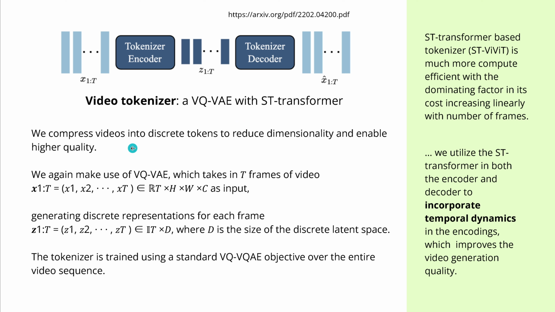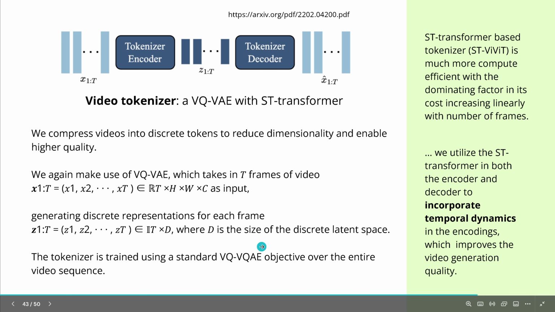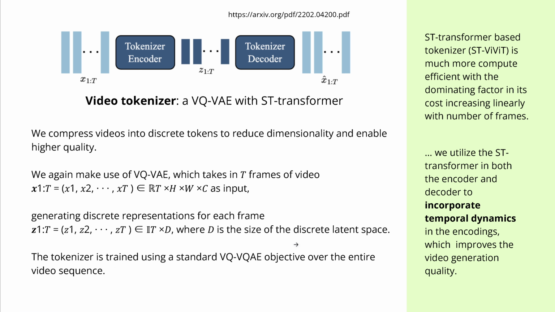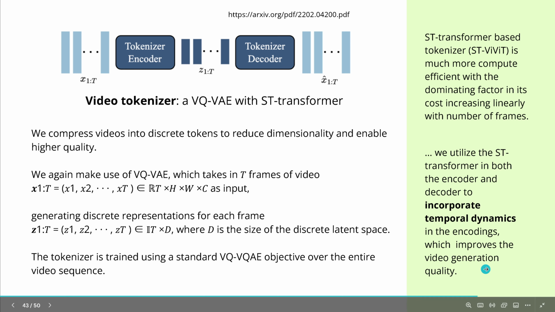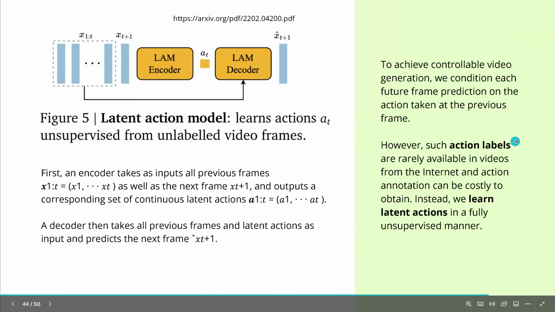And you know, we compress video into discrete tokens to reduce the dimensionality complexity and enable higher quality, faster processing, better mathematical formula. Yeah, you use it. Absolutely. We have here the frames of video generating a discrete representation of each frame. It's the size here of the discrete latent space, and the tokenizer is trained using the standard objective over the entire video sequence. So beautiful. Easy. Yep. Incorporate the temporal dynamics in the encodings, which improves the video generation quality. Yes, exactly what I told you before.